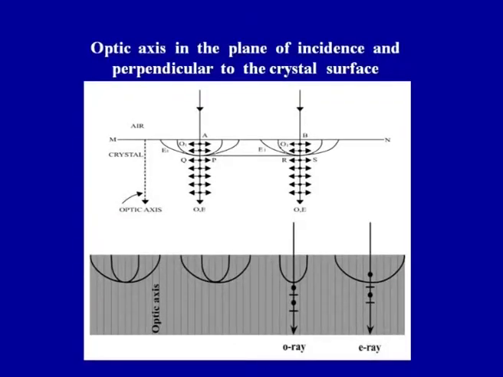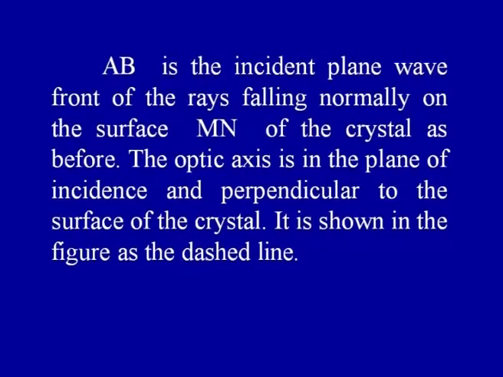Let us now take the third case, optic axis in the plane of incidence and perpendicular to the crystal surface. The optic axis has been shown as a dashed line. AB is the incident plane wave front, as in the earlier cases of the rays falling normally on the surface of the crystal MN as before. The optic axis is in the plane of incidence and perpendicular to the surface of the crystal. As I said earlier, it is shown in the figure as the dashed line.